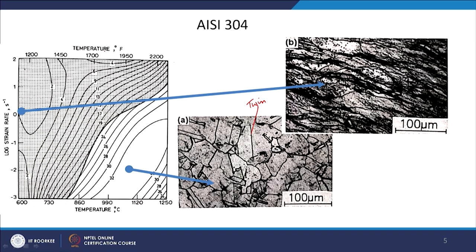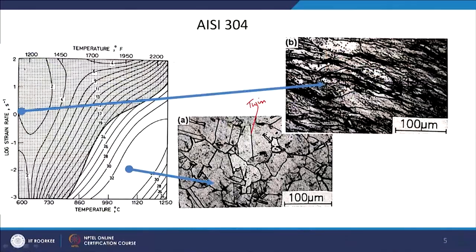Whereas in the unstable region, where it is at higher strain rate and lower temperatures, you can see a lot of flow localization has taken place, all these dark regions. Flow localization means the deformation is concentrated in a few weak areas of the material. So, that is what you can see here, flow localization, whereas in this microstructure I do not see any defect like that.